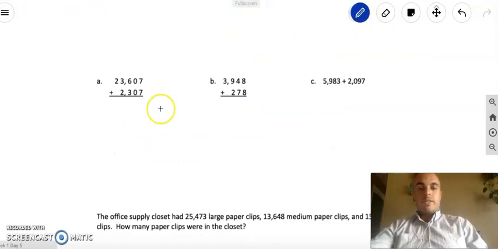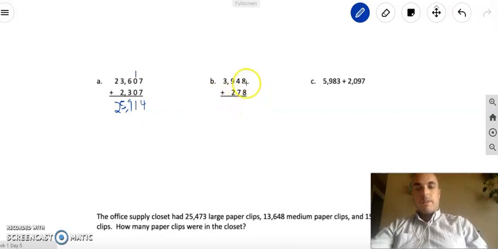Getting some larger numbers here. 7 plus 7 I know is 14. I'm going to put my 4 down. I'm going to bundle and bring over that 1, put it here to the left. 1 plus 0 is 1, plus another 0 is still 1. 6 plus 3 is 9. 3 plus 2 is 5, and 2 plus nothing is just 2. Same trick, starting in the ones place, 1, 2, 3, comma. Great.